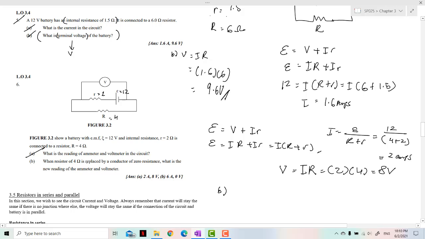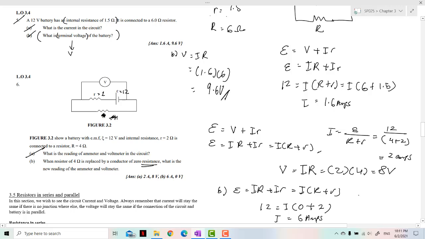Now for question B. When a 4 ohms resistor is replaced by a conductor with 0 resistance. So katakan sekarang ni, I change this into just object ni, tapi tanpa resistance. What is the new reading of the ammeter and voltmeter? Now you do the same thing again. Epsilon sama dengan IR plus Ir. So EMF kita tadi berapa? EMF kita adalah 12 equal to I kita, 0 plus 2, which I here is equal to 6 amps.